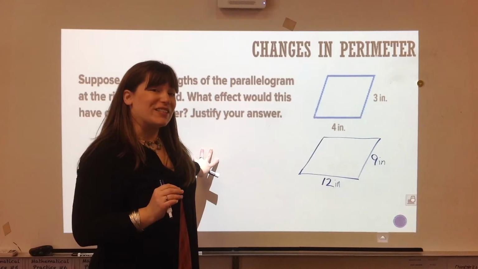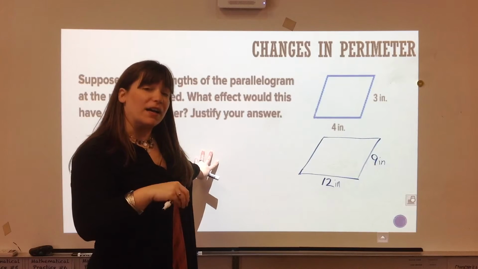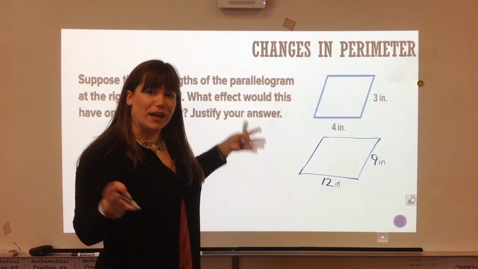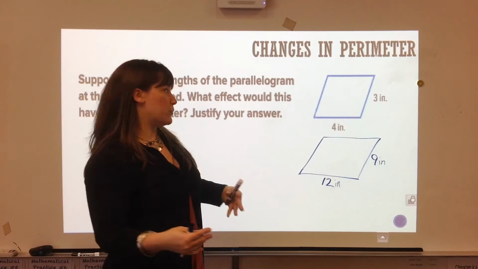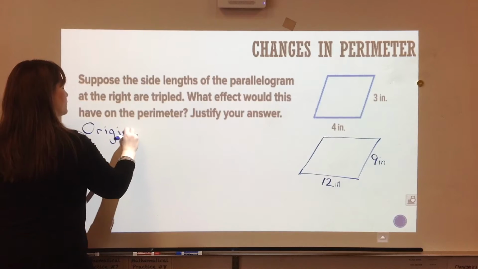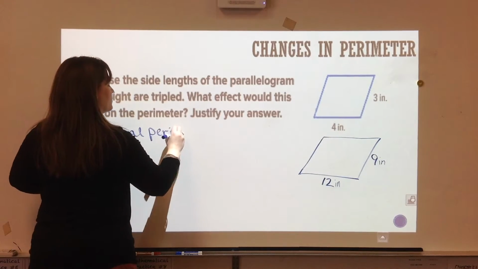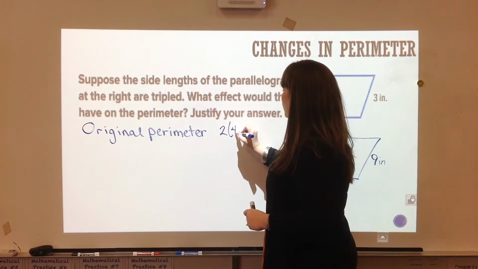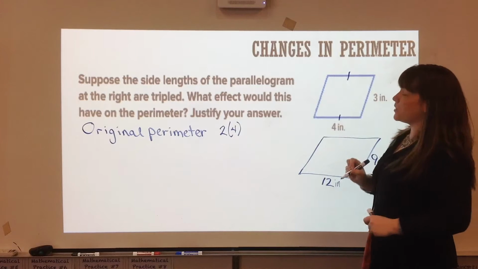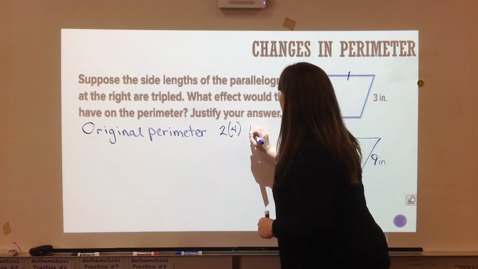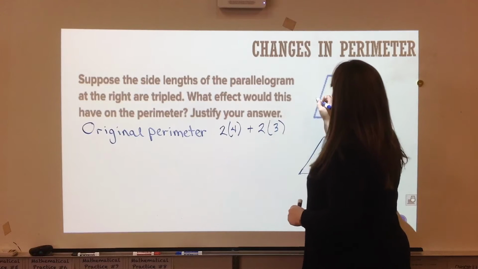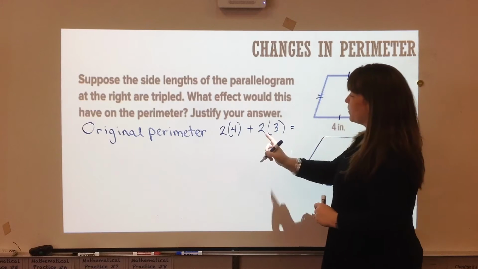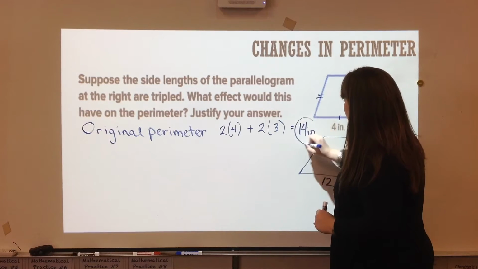What we're going to do next to explain what's going on is actually find the original shape's perimeter and the new shape's perimeter. And we're going to actually call them original and new. So the original perimeter, you could add 4, 4, 3, and 3, or you can double the 4, because remember, these parts of the parallelogram are the same length, and then double the right and left. Up to you. Either way, we get a perimeter of 14 inches.